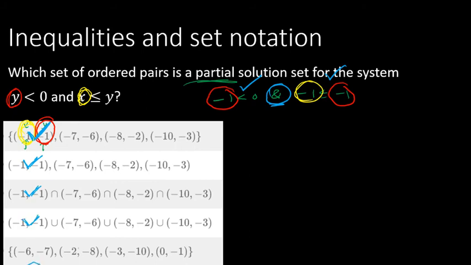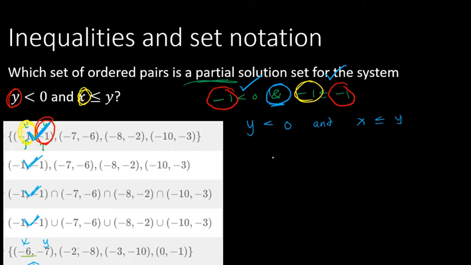Let's try this one, -6, -7. So everywhere I see an x, I'm going to plug in -6. Everywhere I see a y, I'm going to plug in -7. So I'm just going to write these as my template. y is less than 0 and x is less than or equal to y. All right, so let's try this.